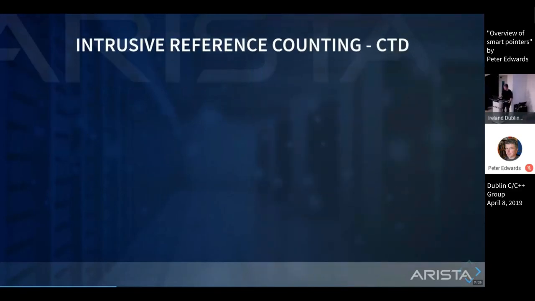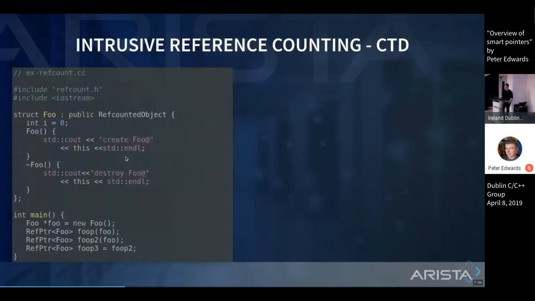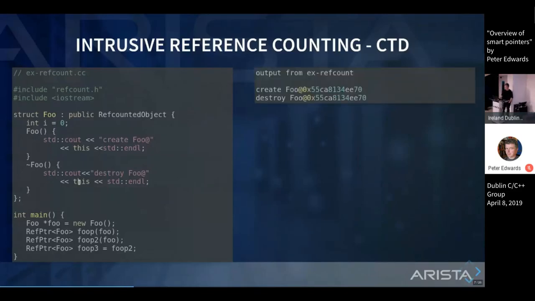Okay, so really simple example. We have our foo object again here. This time we have to subclass ref counted object. We still have our constructor that prints out everything. And what we do is we create one single object and we have multiple references to it. I mean, here they're all in the same scope, but they could be anywhere. And eventually when this is run, a single object gets created, a single object gets destroyed, and everything works nicely, right?